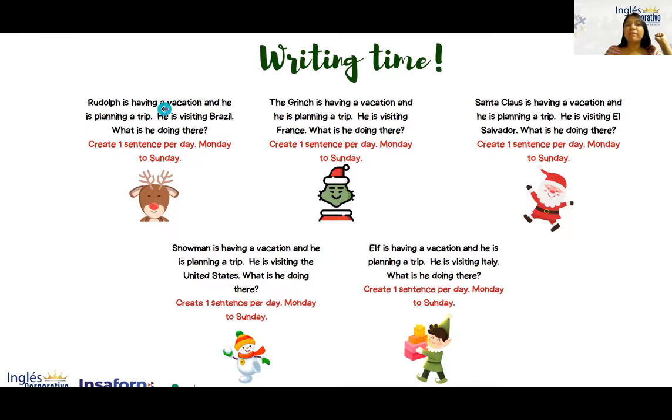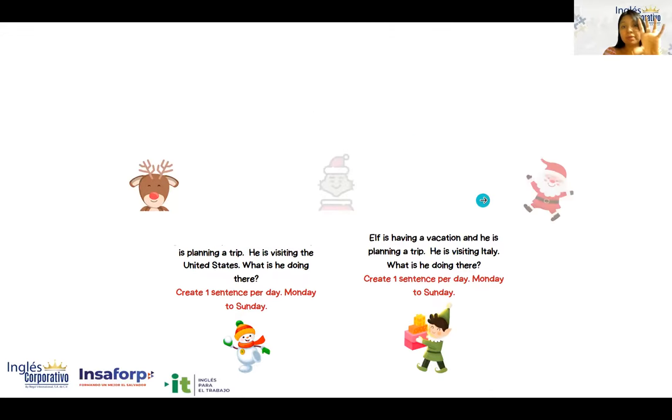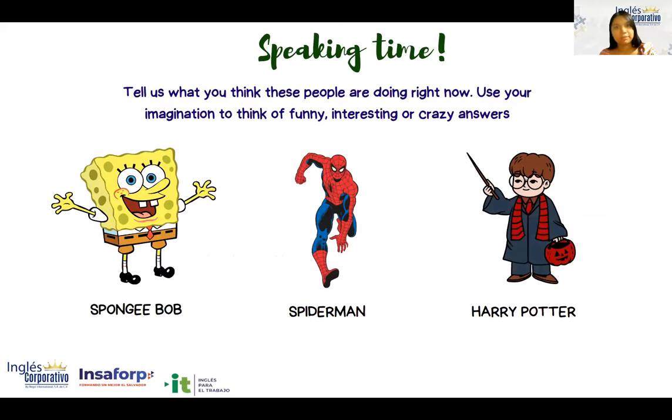So Rudolph is having a vacation and he is planning a trip. He is visiting Brazil. What is he doing there? He is eating a lot of exotic food. Then you move to this one. The Grinch is having a vacation and he is planning a trip. He is visiting France. What is he doing there? One sentence and so on, for all of them. Once you have done this, cuando haya terminado esto, you move to this.